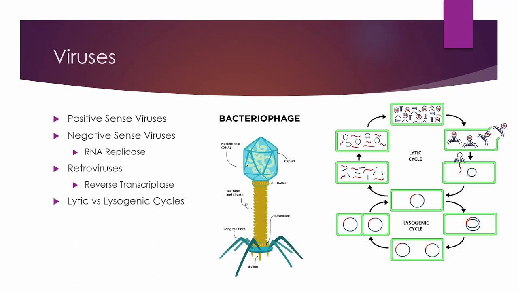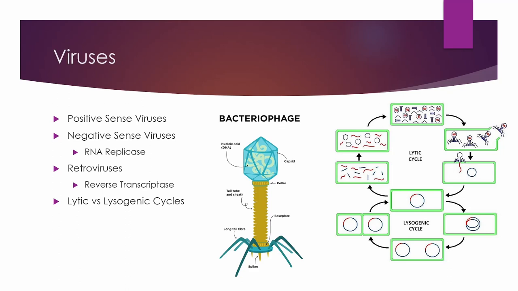Now, let's end this week talking about viruses. Let's talk about the structure of a virus. The bacteriophage is essentially the very typical virus containing a capsid, which is a protein coat, which contains the nucleic acid, which is either DNA or RNA. It also has a collar, a tail tube, and a base plate for attachment onto the bacteria. I specifically said bacteria because bacteriophages work specifically on bacteria.